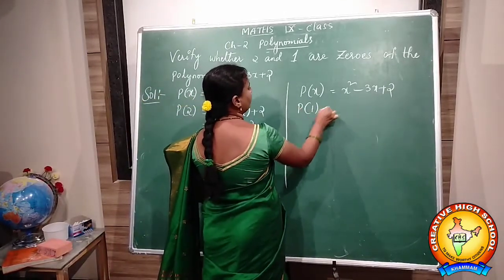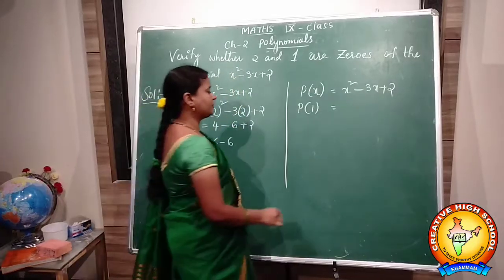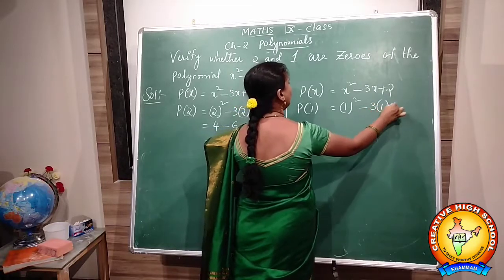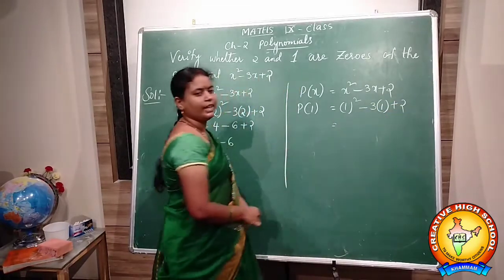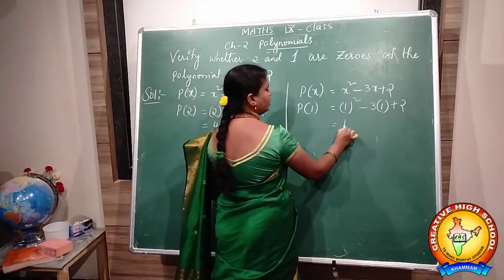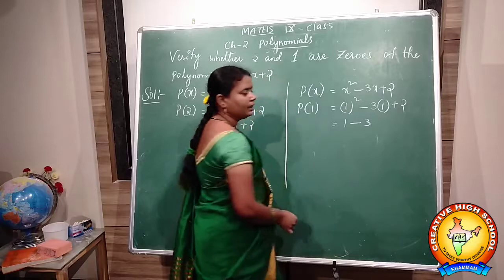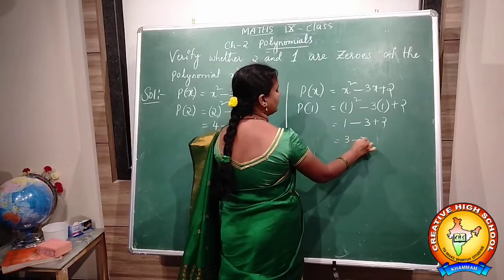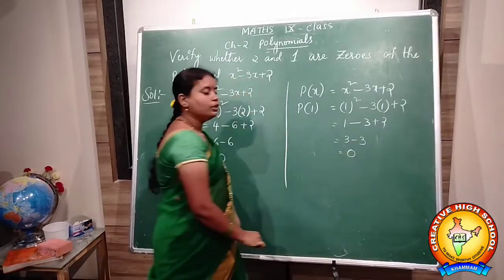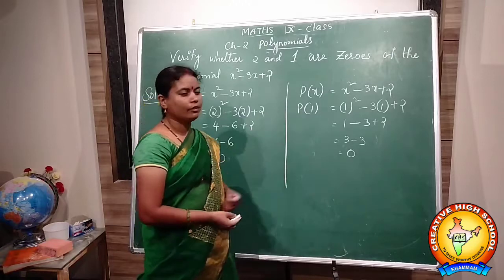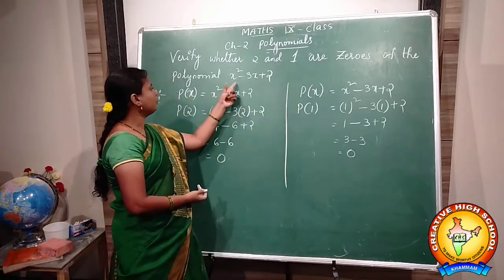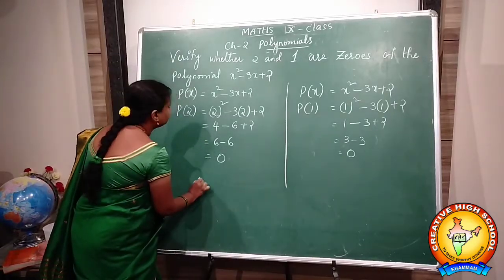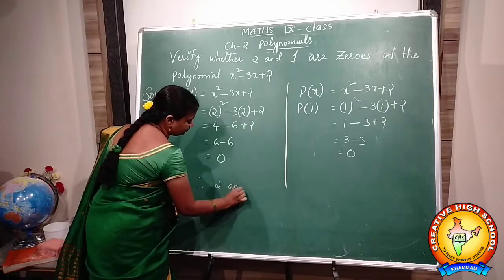P of 1 is equal to 1 square minus 3 into 1 plus 2. 1 square value is 1, minus 3 ones are 3, plus 2. See here, 2 plus 1 is 3. 3 minus 3 is equal to 0. So here 1 is also a zero of the polynomial P of x, that is equal to x square minus 3x plus 2.